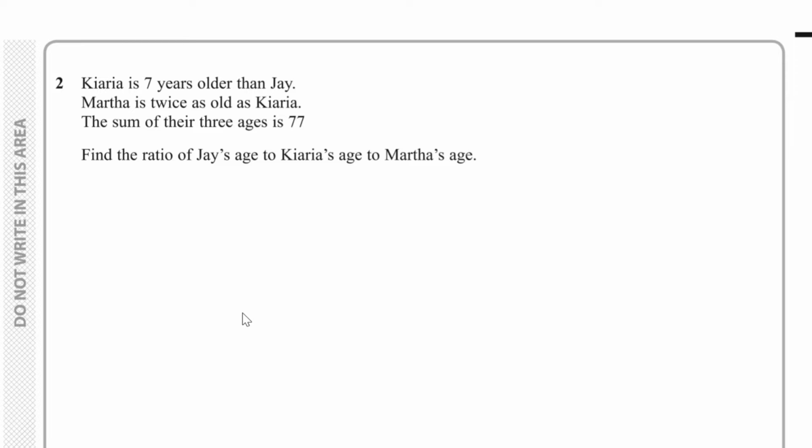Question number 2. Kiaria is 7 years older than Jay. Martha is twice as old as Kiaria. The sum of their three ages is 77, and we have to find the ratio of Jay's age to Kiaria's age to Martha's age.